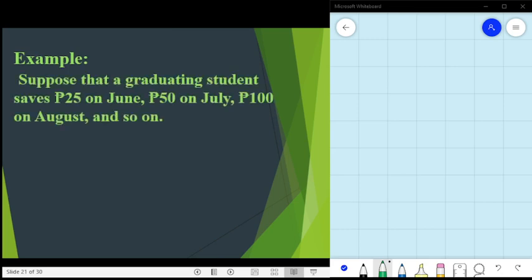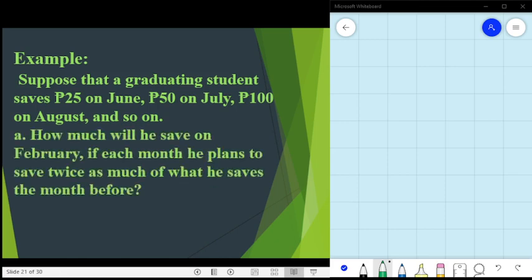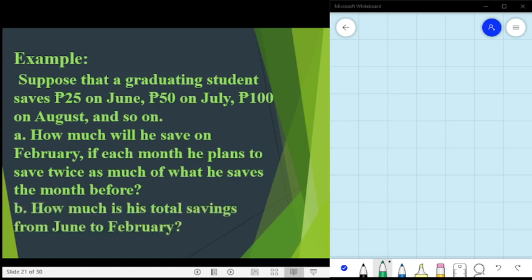Okay, example, suppose that a graduating student saves 25 pesos on June, 50 pesos on July, and 100 pesos on August, and so on. So how much will he save on February if each month he plans to save twice as much of what he saves the month before? How much is his total savings from June to February?